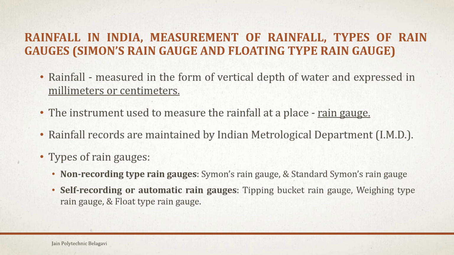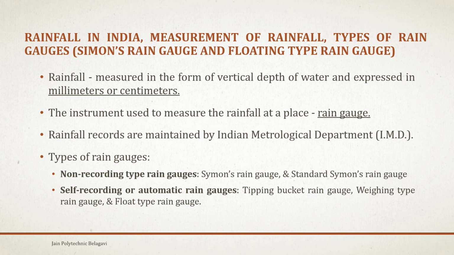Here, the person does not have to take any readings; the readings are obtained automatically. So we call it self-recording as well as automatic. Here there are three types: one is the tipping bucket gauge, the weighing type rain gauge, and the float type rain gauge.